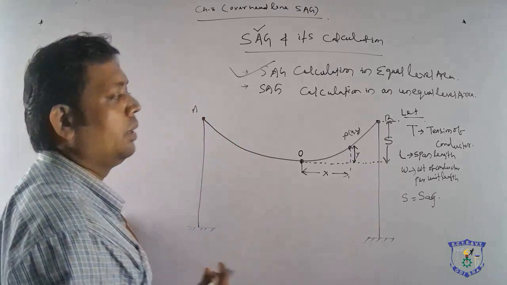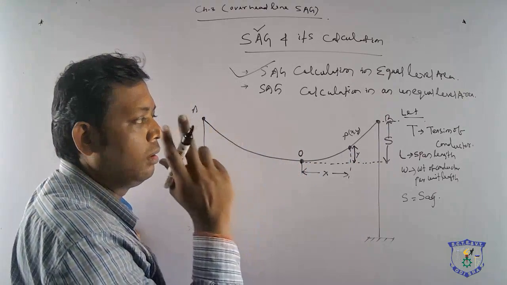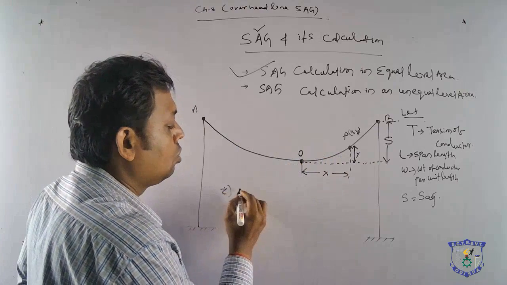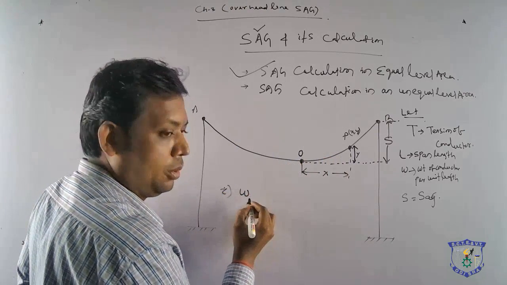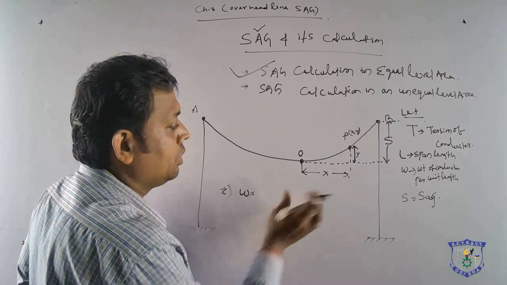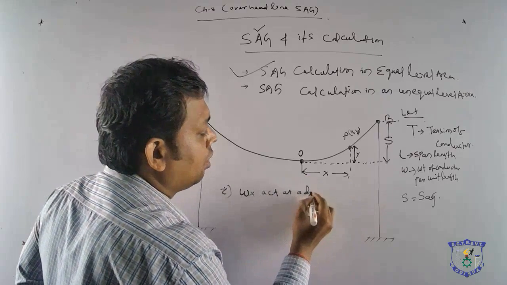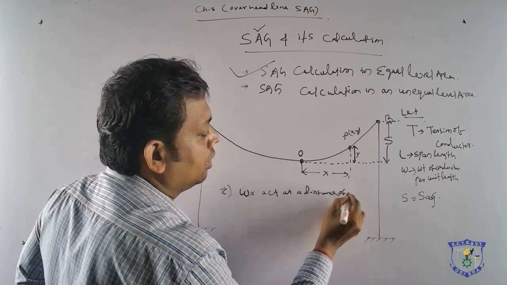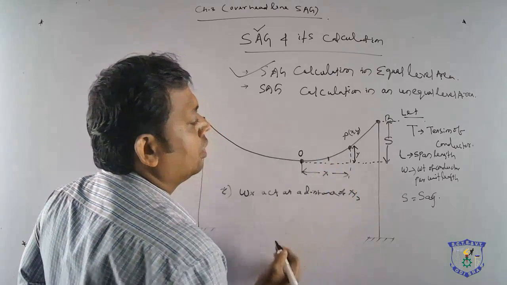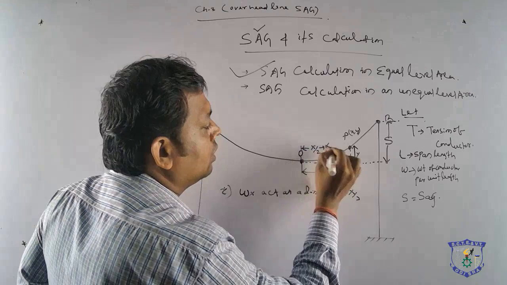Okay, so what will happen? There are two forces acting on the portion OP. What are those two forces? The first force is the total weight of the conductor, W times x, across the portion OP, acting at a distance of x by 2. That means at the midpoint, this point is x by 2.